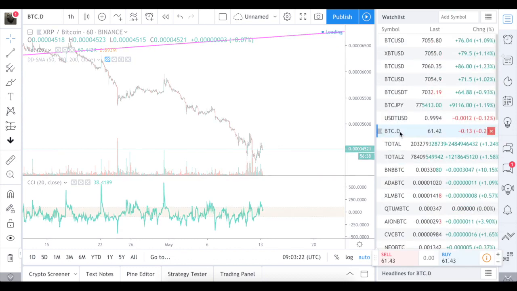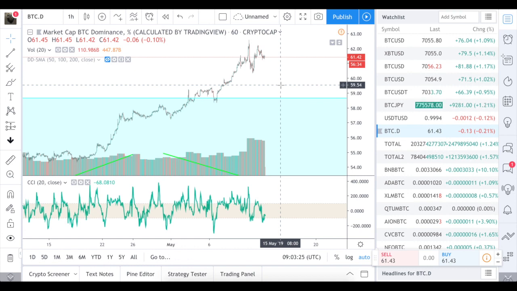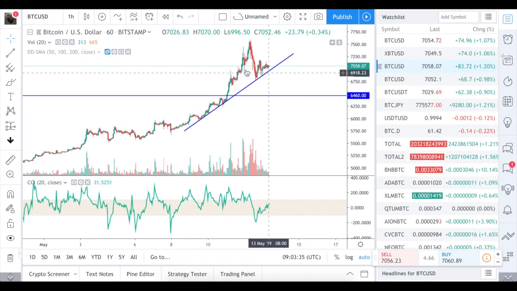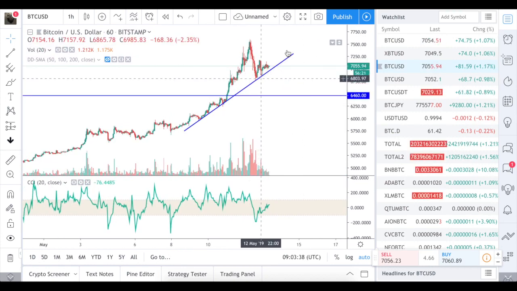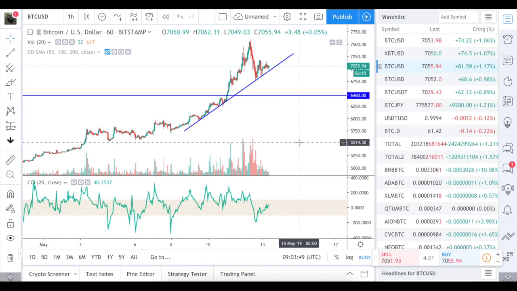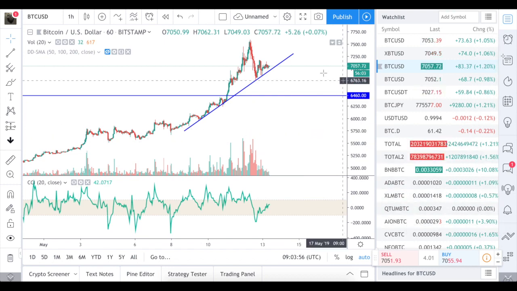So maybe we will not see anything like 65 or 70% dominance, as many people are expecting to see in the near future. If Bitcoin continues to consolidate in this area with very little change in the price, we may see the return of altcoins, which many of us want, due to the large decrease in the price of most altcoins recently.